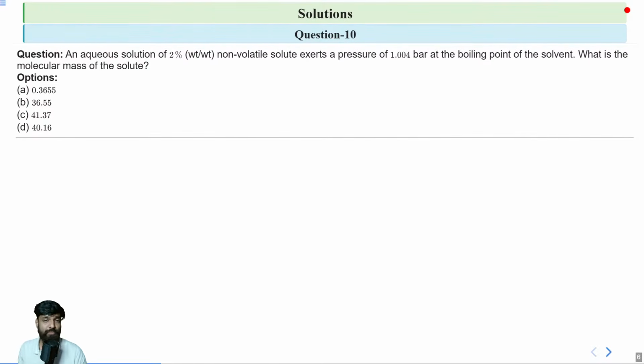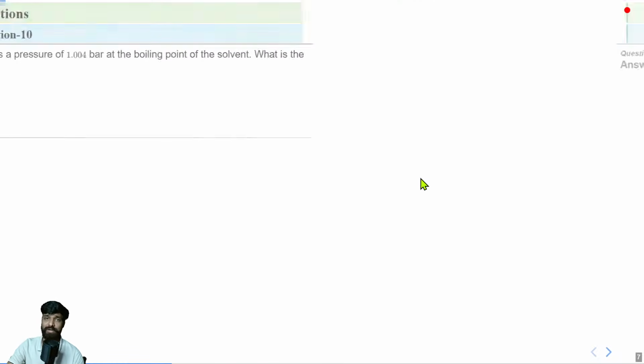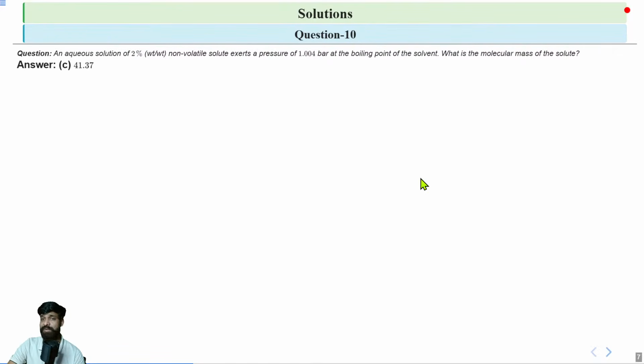An aqueous solution of 2% weight by weight non-volatile solute exerts a pressure of 1.004 bar at the boiling point of the solvent. Now, what is the molecular mass of the solute? The options are 0.3655, 36.55, 41.37 and 40.16. So you are given the weight by weight percent of the non-volatile solute and you are also given the pressure the solution is exerting at the boiling point. Now, how do you solve it? The correct answer will be 41.37.